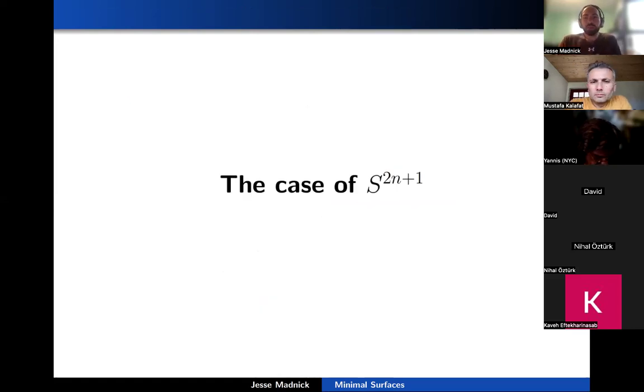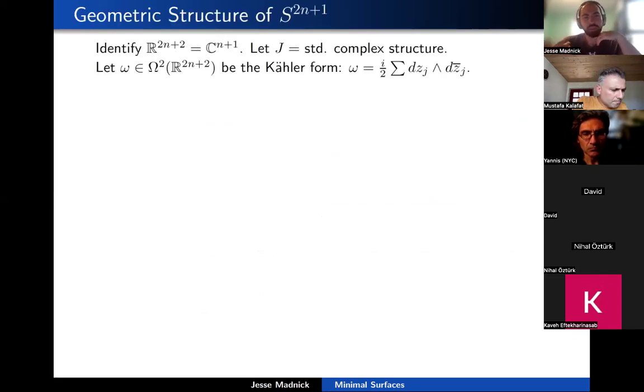Okay, so it might seem as though everything I just said about S6 was somehow very special. And in a sense, that's true, in the sense that we use the octonions, and there's only one number system, that's the octonions. But in other respects, a lot of what I said carries over to all odd dimensional spheres, at least formally. So let's talk about odd dimensional spheres.